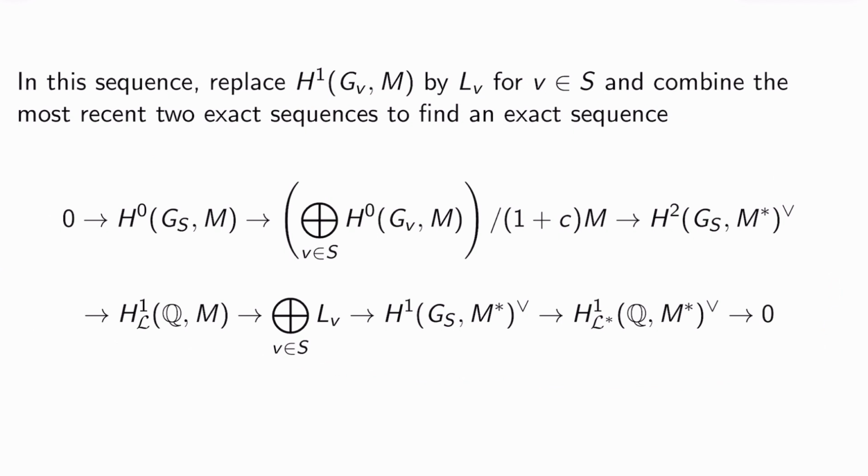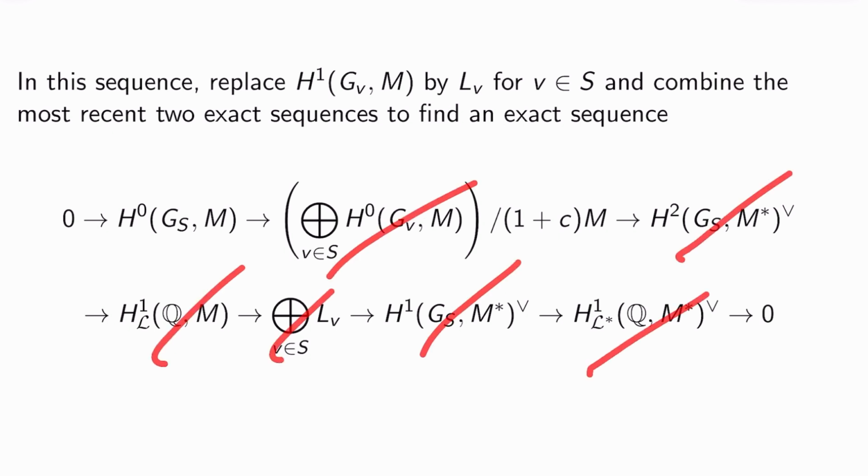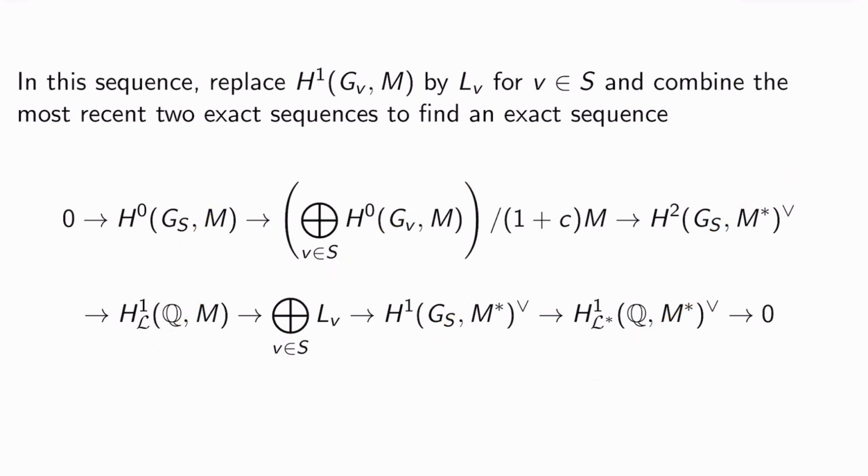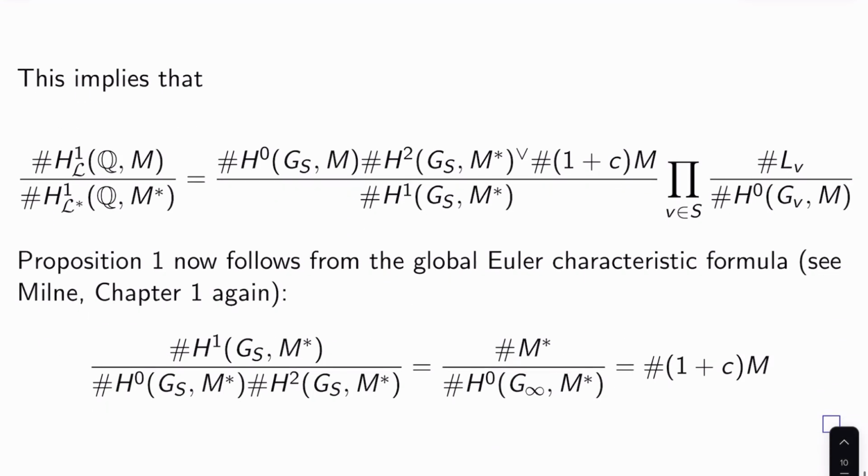And this gives you almost the entire result that we're after if you just compare cardinalities of all these groups, using how cardinalities work within exact sequences. You get that the cardinality of H1_L(Q, M) over the cardinality of H1_{L*}(Q, M*) is the cardinality of H0(G_S, M) times the cardinality of H2(G_S, M*)^∨ times the cardinality of (1 plus c)M, divided by the cardinality of H1(G_S, M*), times the product over v in S of the cardinalities of the L_v divided by the cardinalities of the H0(G_v, M). And you're pretty much done now.